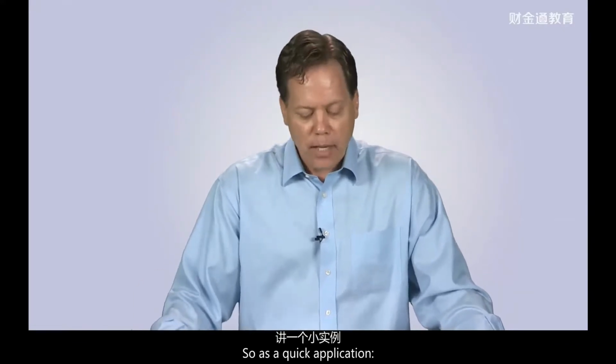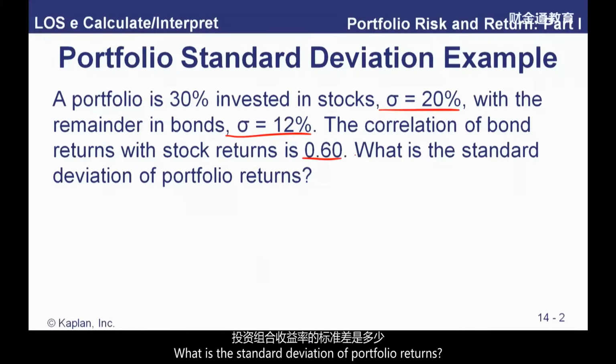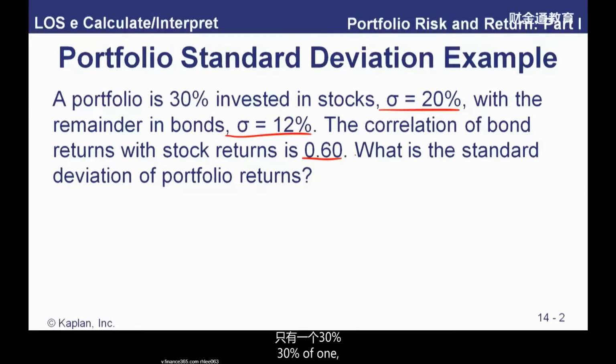So, as a quick application, a portfolio is 30% invested in stocks, which have a standard deviation of 20%, with the remainder in bonds, standard deviation of 12%. The correlation of returns is 0.6. What is the standard deviation of returns? So we have the weights of 30 and 70, right? 30% in one, everything else has got to be somewhere. Got to have 100% allocated to something. So 30% in stocks, standard deviation 20, 70% in bonds, standard deviation 12, correlation coefficient of 0.6.